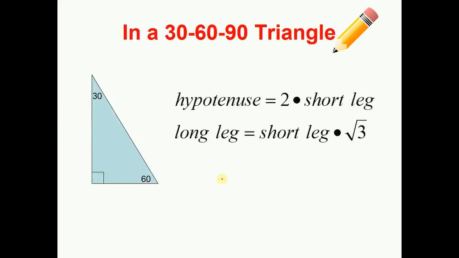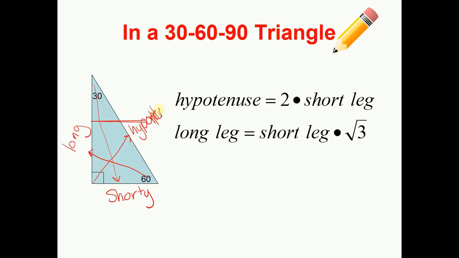30, 60, 90, just a little different. The short leg is across from the 30-degree angle. This is our short guy. This is shorty. Across from 60 is the long leg. And then right across from the right angle we have our hypotenuse.